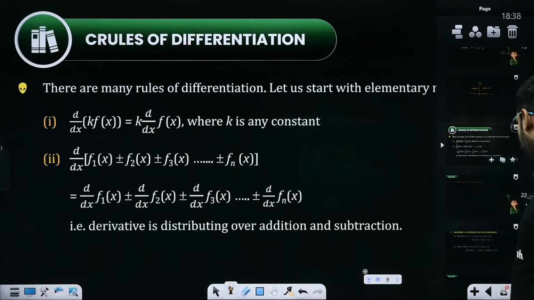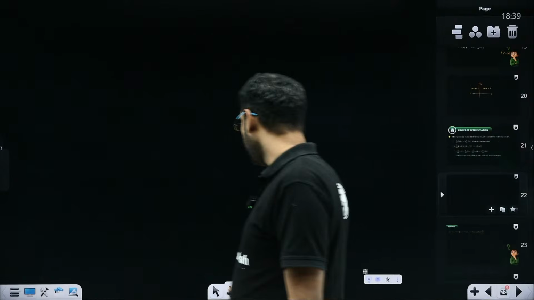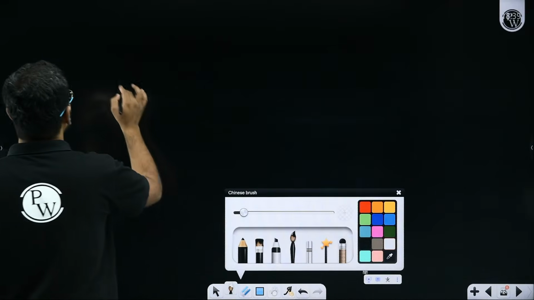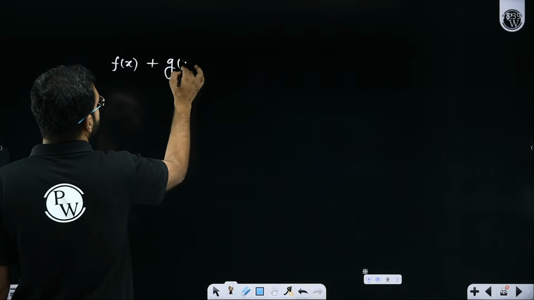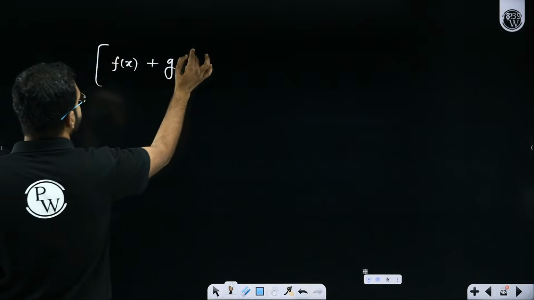Shall we quickly discuss some rules, some basic rules? I hope you know that if I'm simply adding two functions, let's say one function is f of x, other function is g of x, and I want to differentiate them.